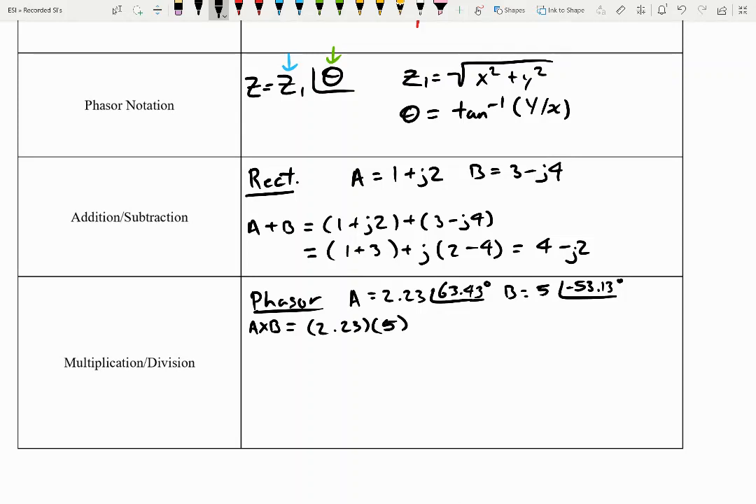So A times B would be 2.23 times 5. It's just the magnitudes multiplied, and we add our angles: 63.43 plus negative 53.13. That gives us 11.15 at an angle of 10.29 degrees.